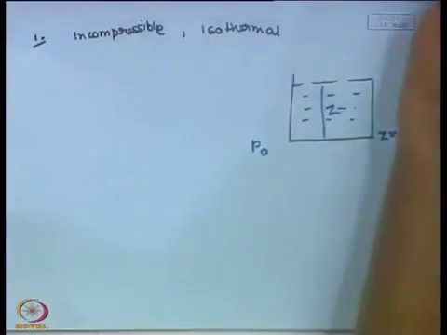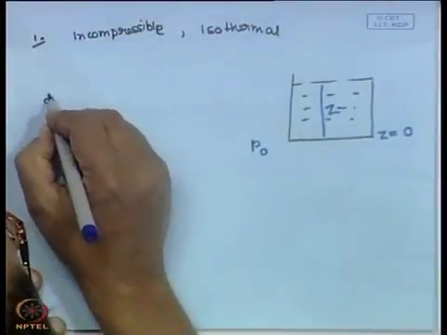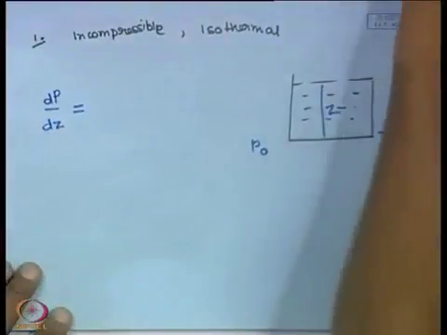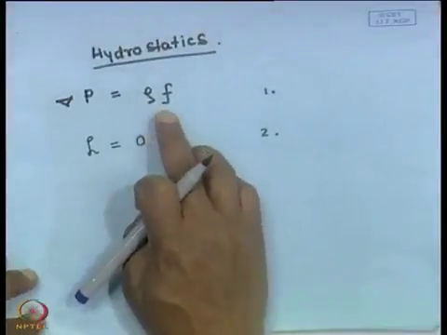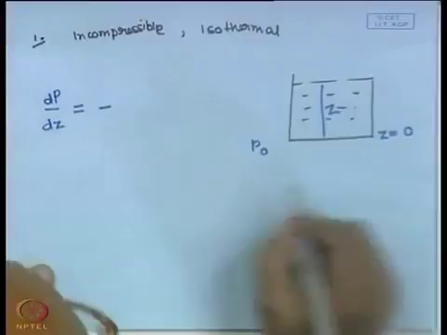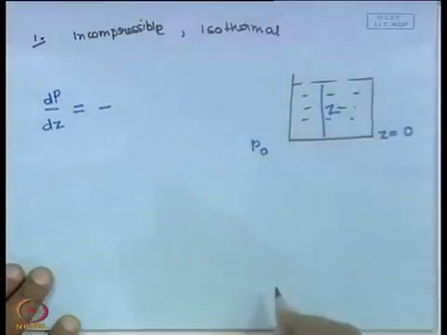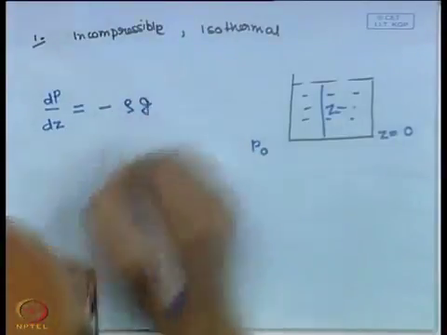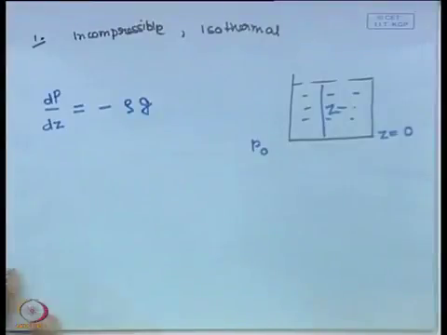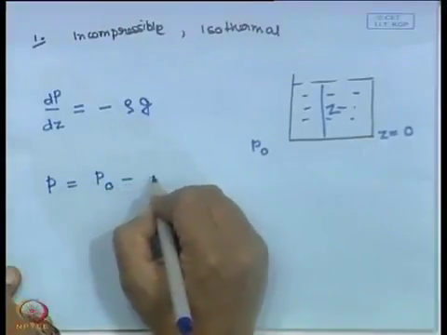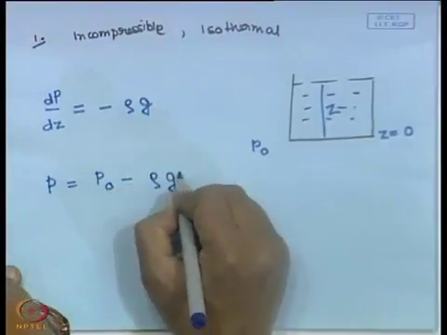Let us look at this equation. This equation tells us that dP dz is equal to, now we have the density of the fluid and this is the force per unit mass, the body force, and in this case it is just the gravitational acceleration. So, this is minus, the force acts downwards, so minus rho into g along the z axis. Okay. And the solution to this is straightforward. So, we have P is equal to P naught minus rho g z, right.